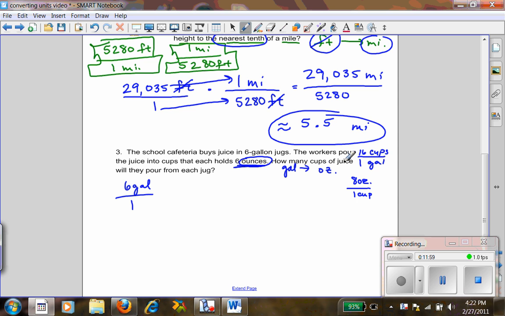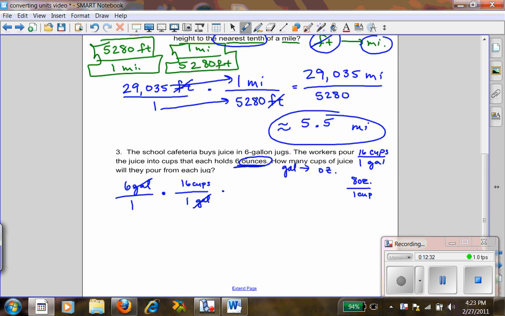So should I make this 16 cups over 1 gallon? Because remember, I want to get the gallons to cross out. So I'm going to multiply this by my unit conversion, which is going to be something like this. Should I keep this as 16 cups over 1 gallon or 1 gallon over 16 cups? If I want my gallons to cancel, that means gallons need to go on the bottom. So I'm going to use it just the way it's written up there. Then look, gallons will cross out with gallons, and I'm left with cups only.